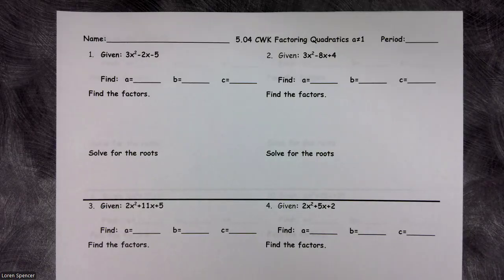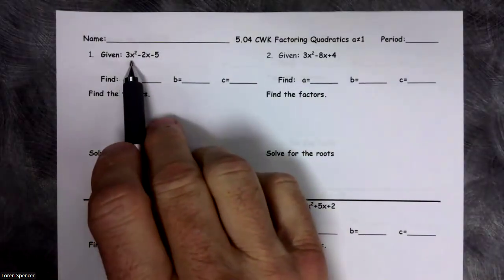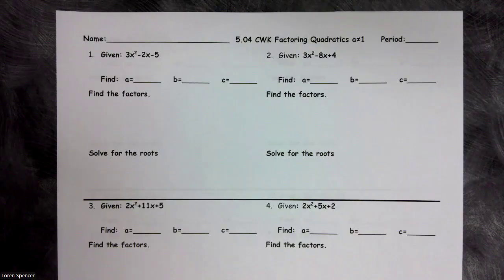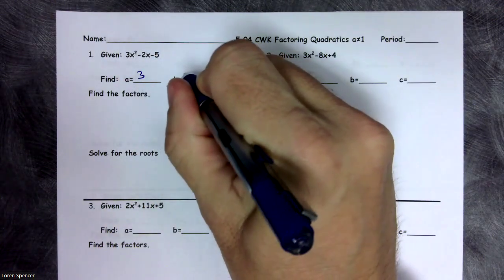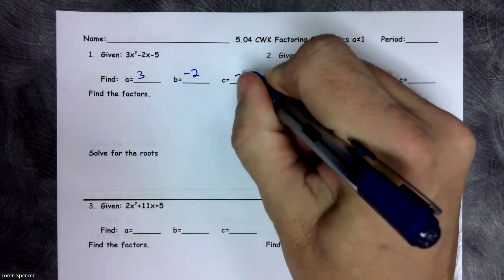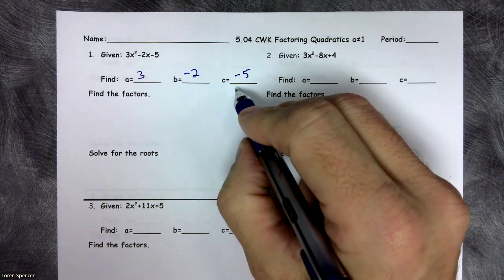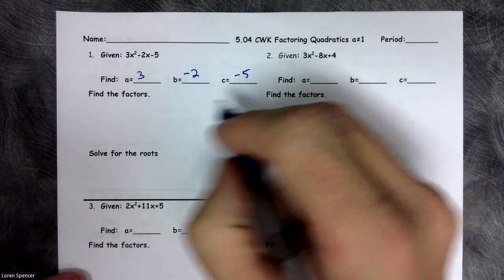I'm only going to do the first two as examples. So we have the quadratic 3x squared minus 2x minus 5, and we need to identify a, b, and c. Well, a is 3, b is negative 2, and c is negative 5. Please remember c is my y-intercept. So it crosses the y-axis at negative 5.